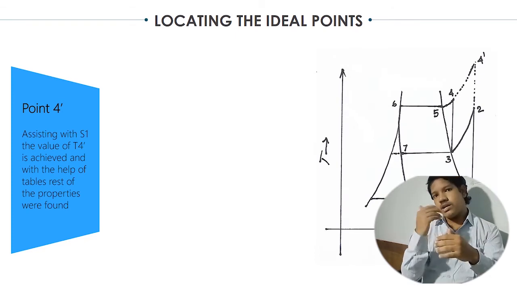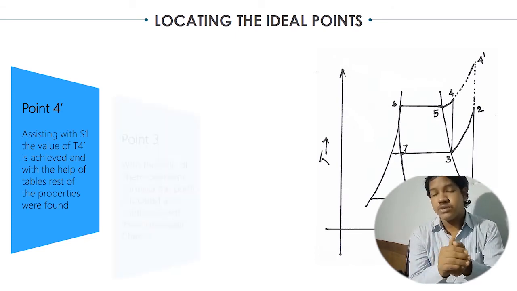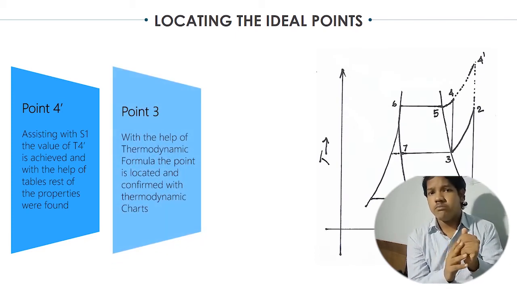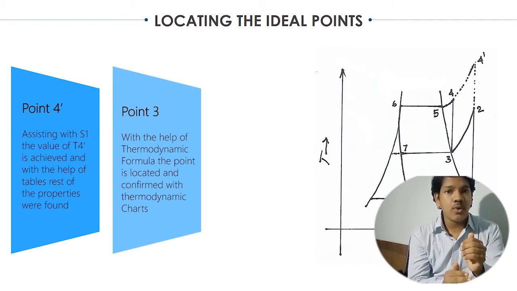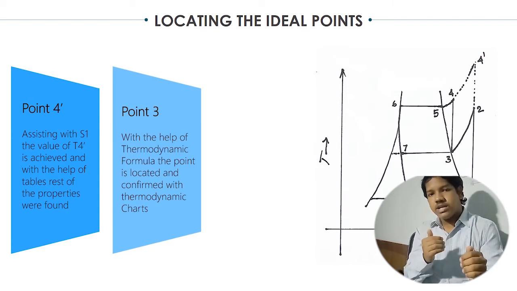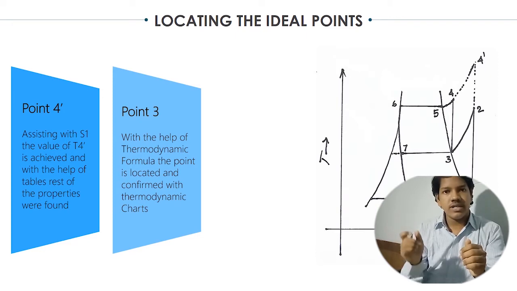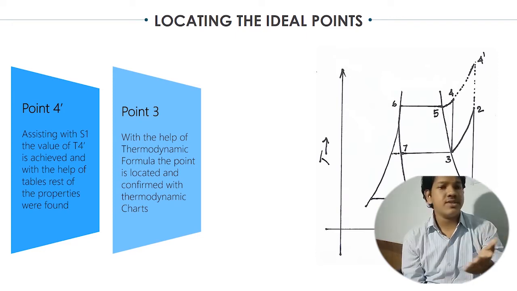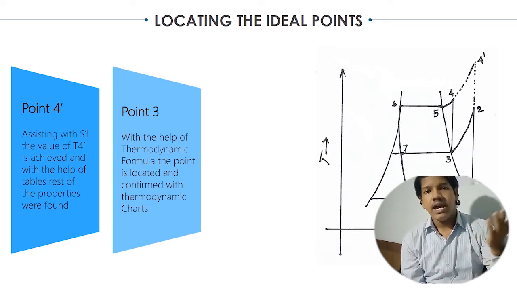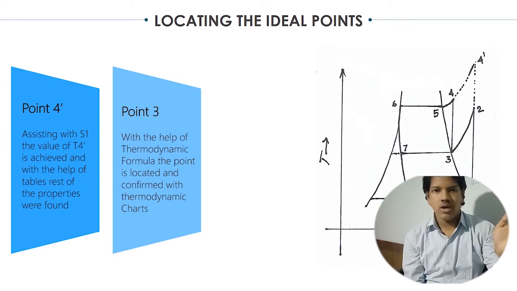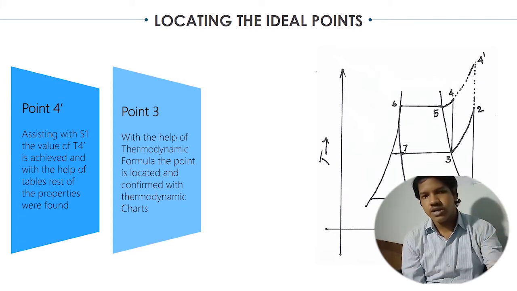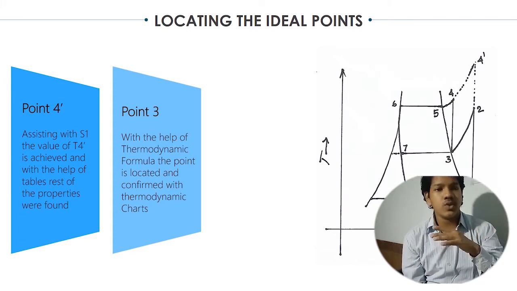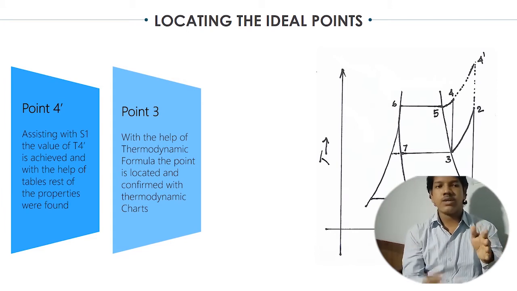Now coming to the next point, point number 3. This point is one of the most important points. In order to calculate this point, we need the T4 dash temperature. We can locate point 3 by using a formula: P3 is equal to root under P4 into P1 into T4 by T1, and in this formula we know all the values including T4 dash. So we will calculate P3.